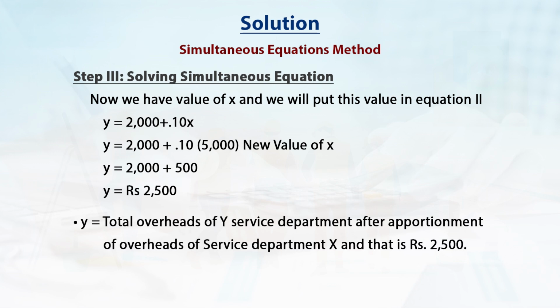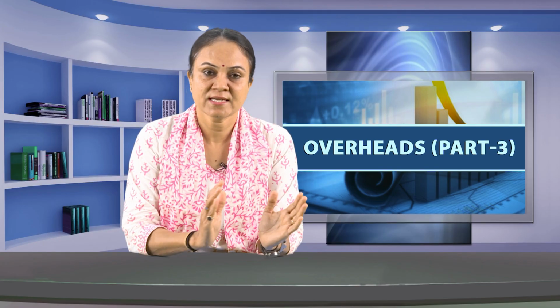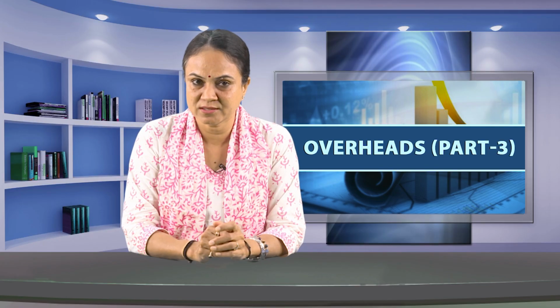Y is equal to total overhead of Y service department after apportionment of overheads of service department X, and that is rupees 2500. Now, let us understand repeated distribution method. First, we will understand steps involved in this method.